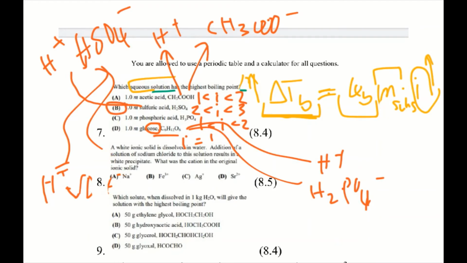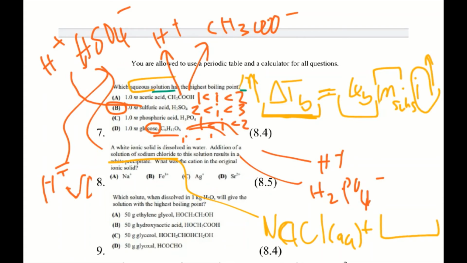A white ionic solid is dissolved in water. Addition of a solution of sodium chloride, NaCl, to the solution results in a white precipitate. What was the cation in the original ionic solid? So it is saying that sodium chloride is added and there's a white ionic solid with an unknown formula unit, and it says that a precipitate forms.